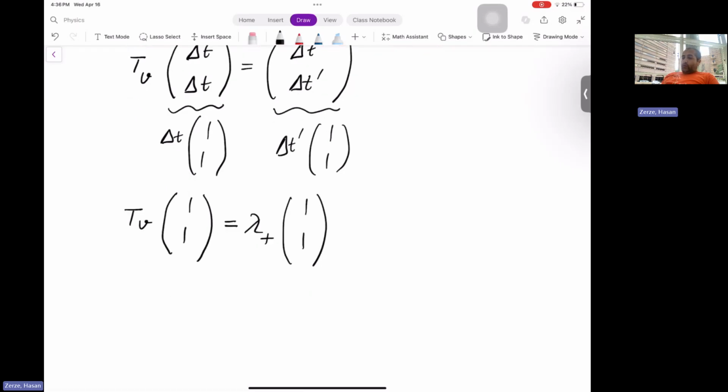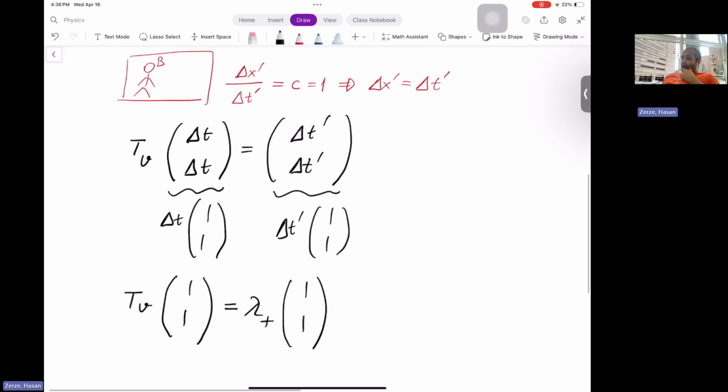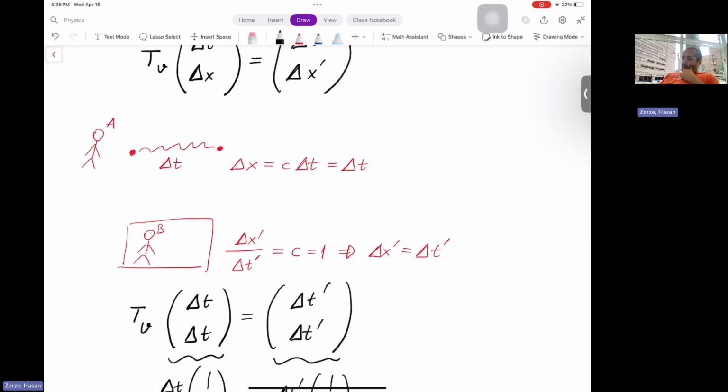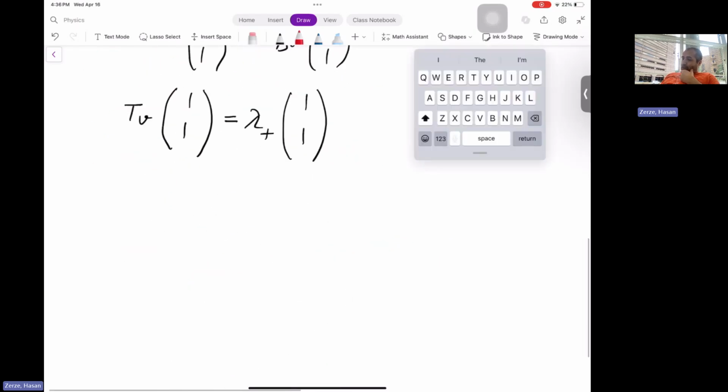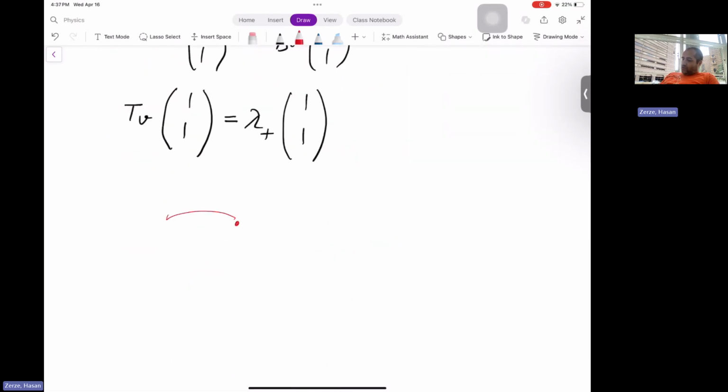And this is the first clue. So we found that one of the eigenvectors of TV is (1, 1). With similar arguments, we can assume light traveling from here to here towards the negative x direction.